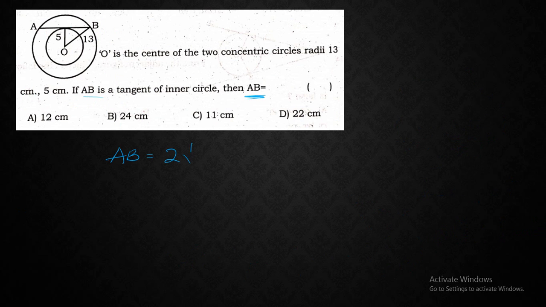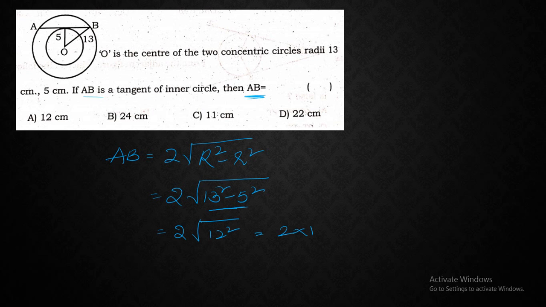So AB is equal to 2 times root over capital R square minus small r square. So directly substituting the values, 2 times root of capital R square, which is 13 square, minus small r square, which is 5 square. So 13 and 5, they are a Pythagorean triplet, right? So 13 square minus 5 square gives me 12 square. So 2 into 12 is nothing but 24 centimeters. So the answer is 24 centimeters, right?